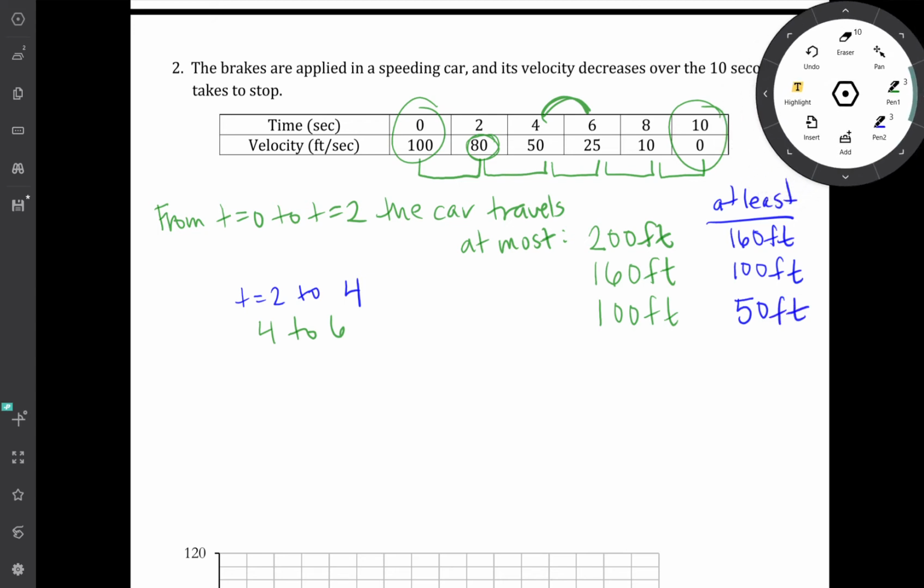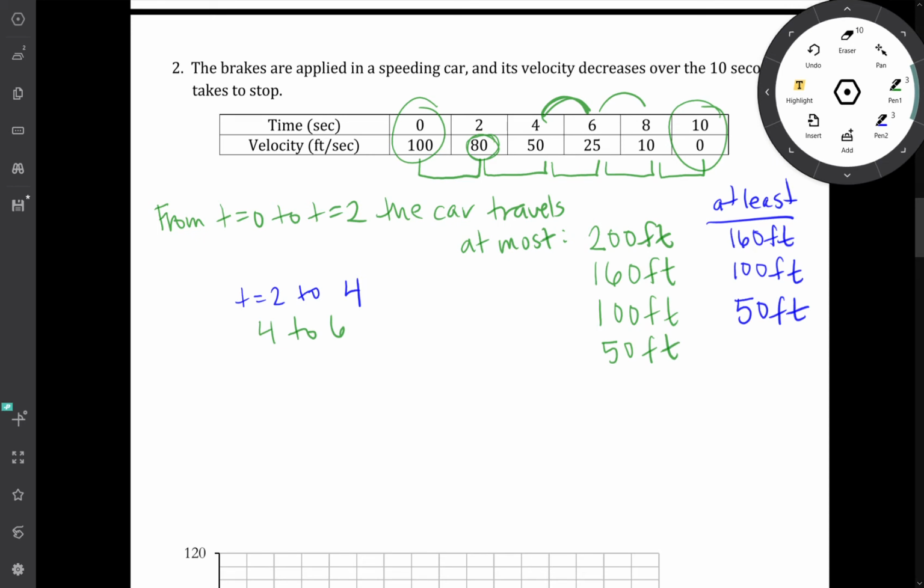For 6 to 8, we go at most 50 feet, since our highest speed was 25 feet per second. Our lowest speed is this 10 feet per second, so we travel at least 20 feet during the 2 second time interval. And then last one, from 8 to 10 seconds, the fastest we go is 10 feet per second, so we go at most 20 feet. The slowest we go is 0, so we go at least 0 feet.